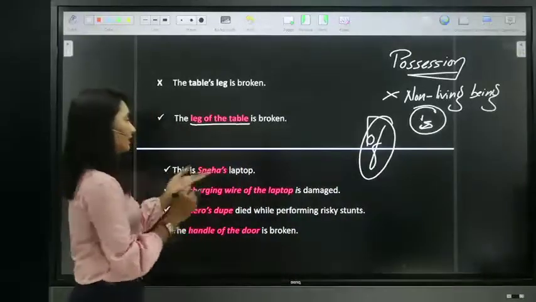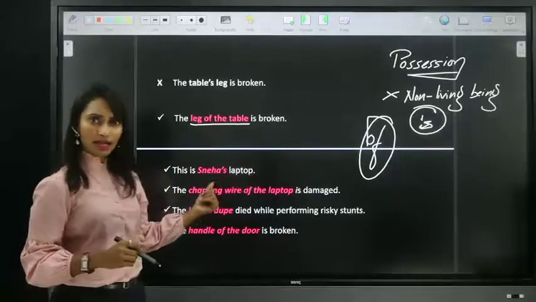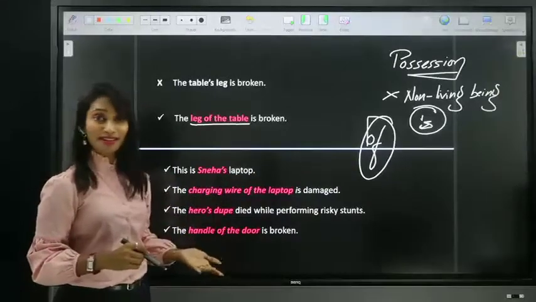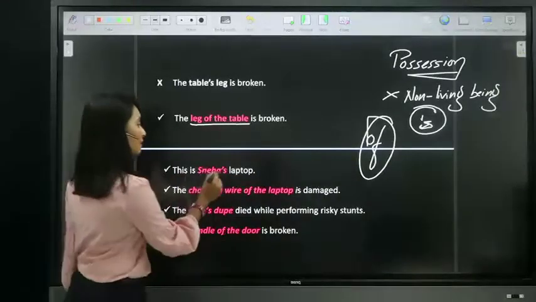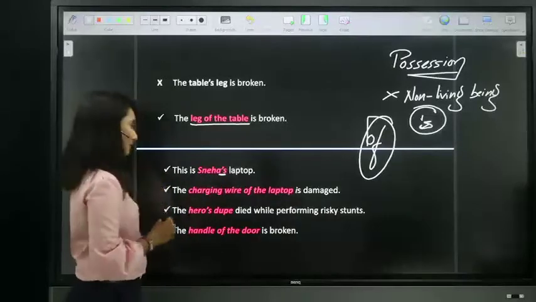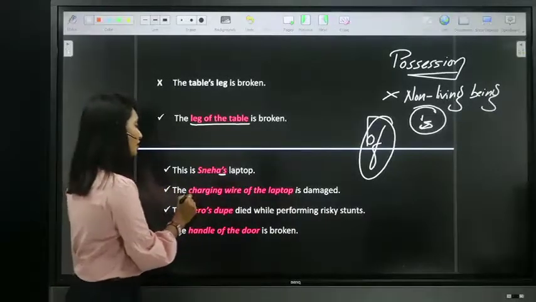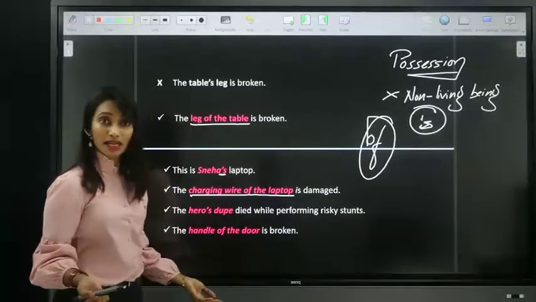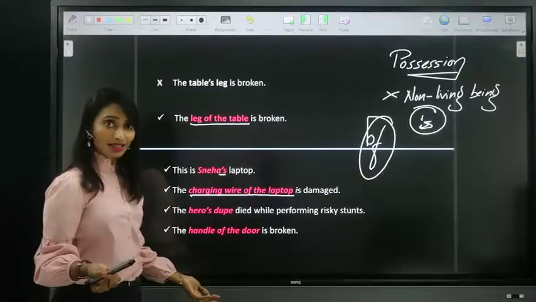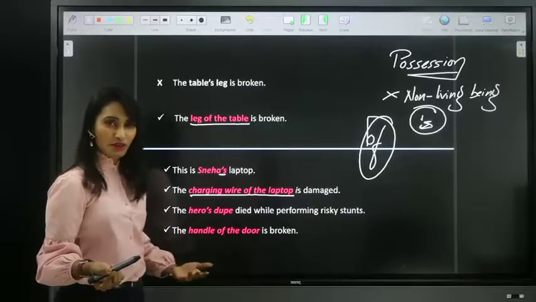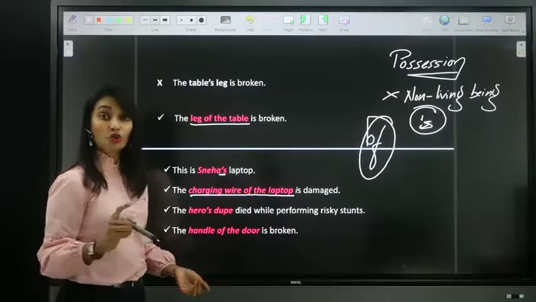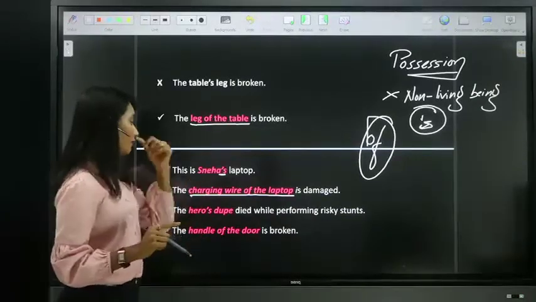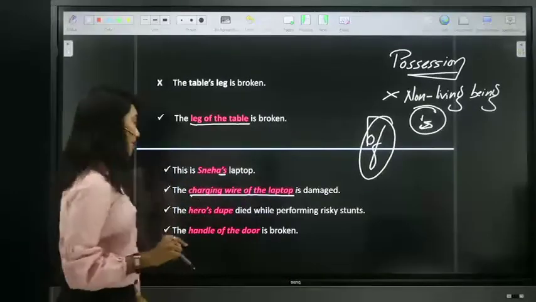Look at this. This is Sneha's laptop. Sneha is a living being. So, we can give possession by using apostrophe s. Look at this. The charging wire of the laptop. Laptop is a non-living being. So we cannot say laptop's charging wire, mobile's charger. No. The charging wire of the laptop is damaged.